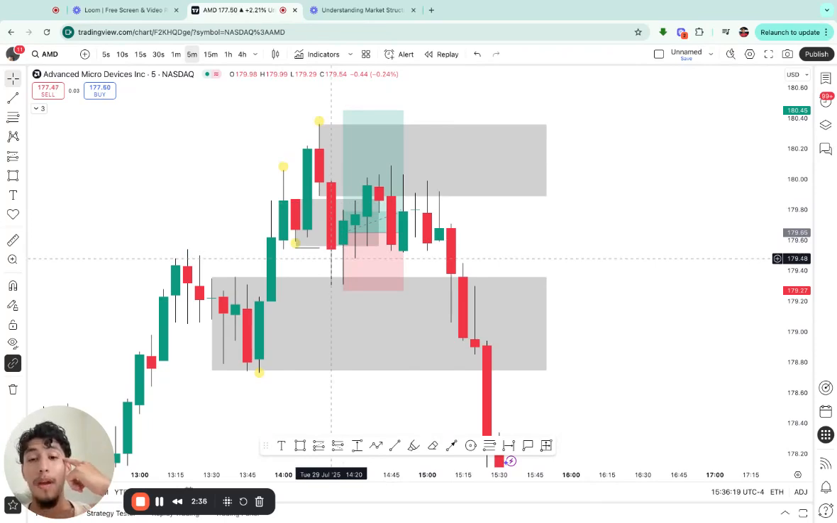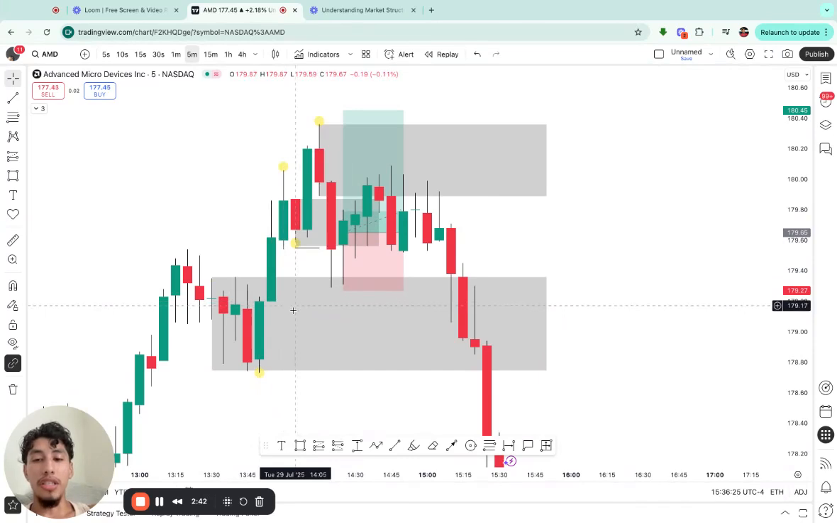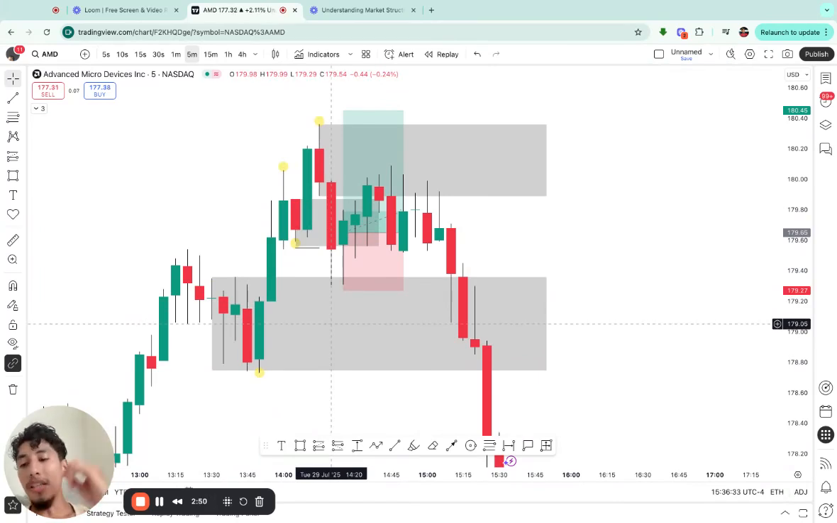But I didn't peep that. I was thinking that, oh yeah, we broke this, but it still has an opportunity to reject off of this 15-minute demand zone. Right there, I'm messing up because I'm going with the higher time frame instead of the lower time frame first. And it's always important to go with the lower time frame before you go with the higher time frame, because a change of character is going to happen on a lower time frame before it happens on a higher time frame.